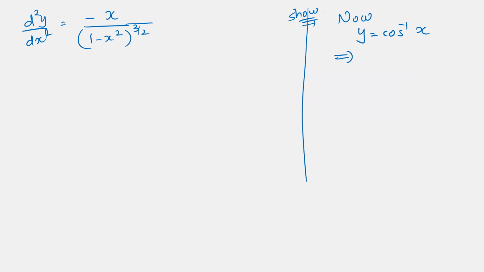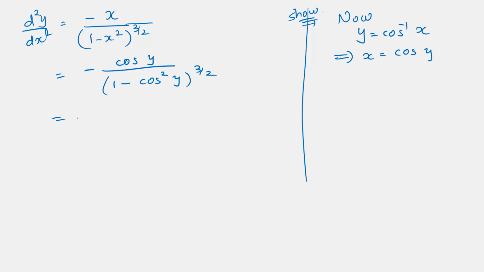That means if you remember inverse trigonometry, we know we can write x is equal to cos y. That's it. Done, no? I'll apply it everywhere. Minus x means minus cos y, because x is cos y. So it's like (1 minus x square), and x square is cos square y, to the power 3 by 2.